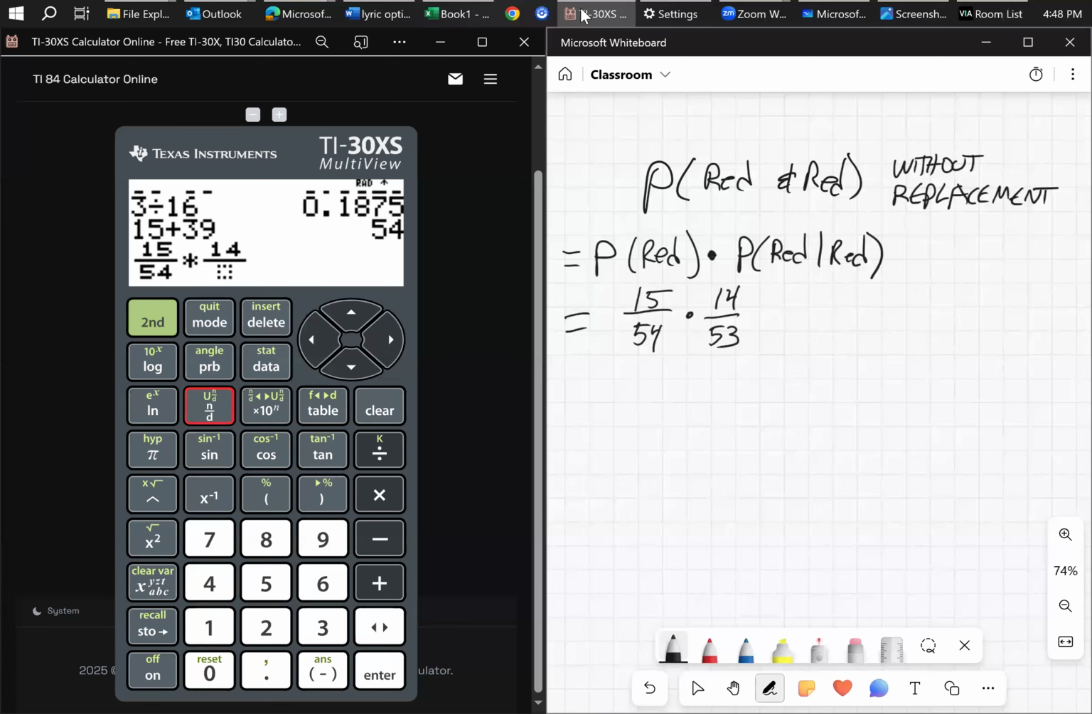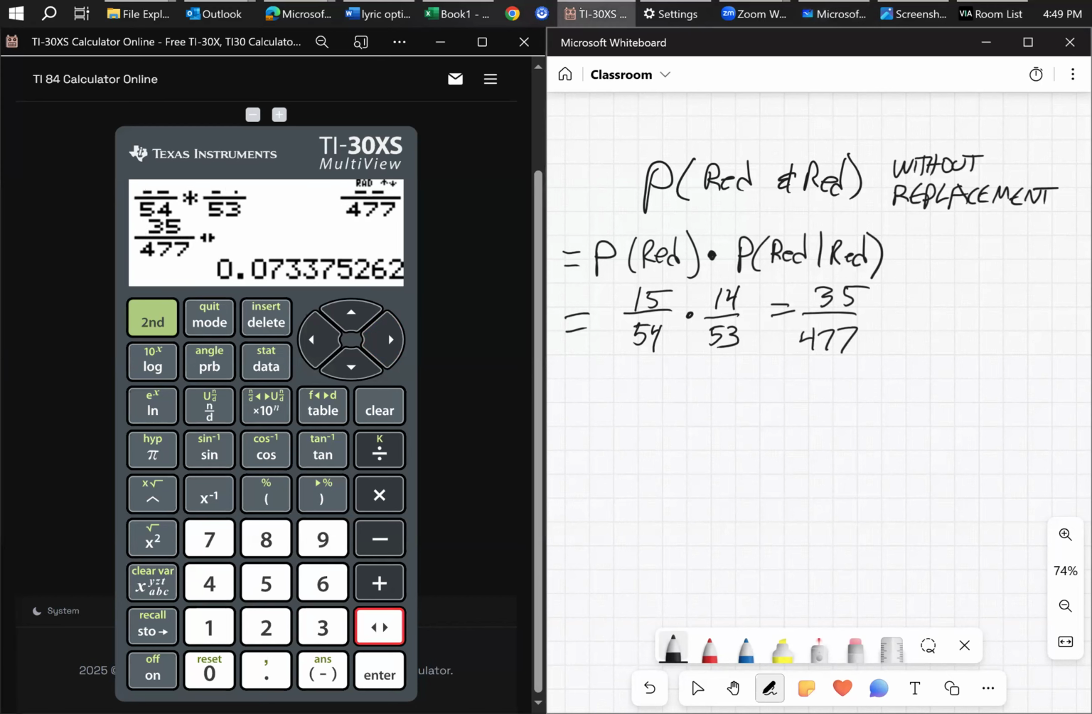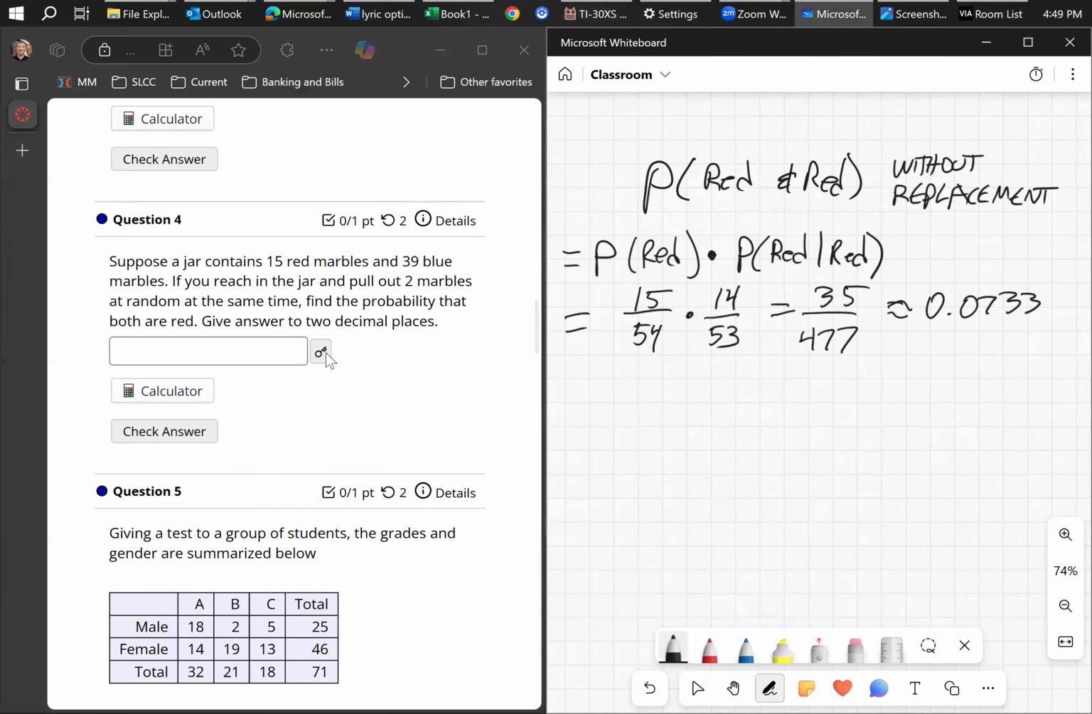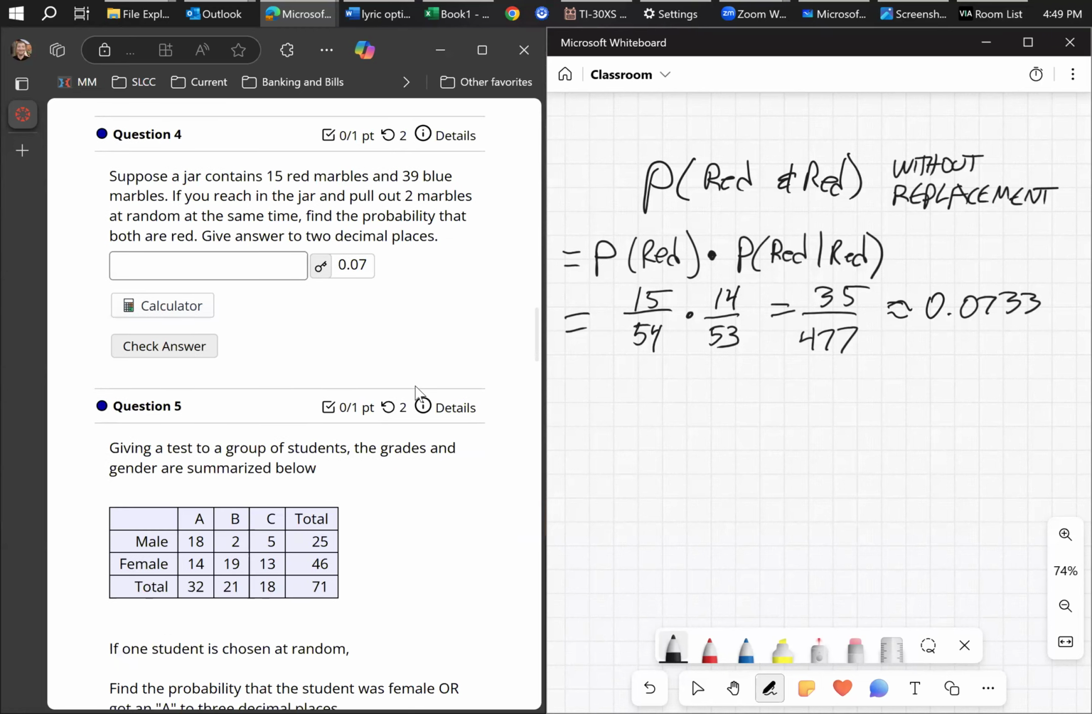So I'm just going to use the tools that I have and show you how to use them. It gives us a fraction. If they wanted the simplified fraction, that's it. Or we can convert to decimal. Now it's approximately 0.0733. And to 2 decimal places, that would be 0.07. Okay, so without replacement, if you pick 2 things at the same time, you can treat that as picking one and then another without replacement.